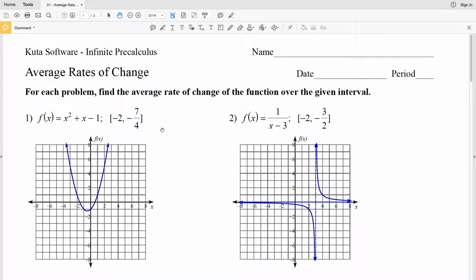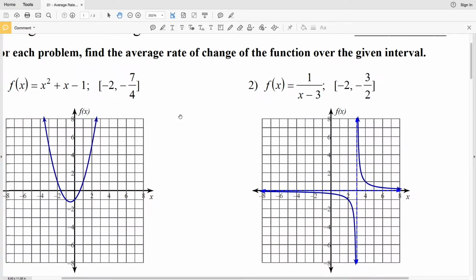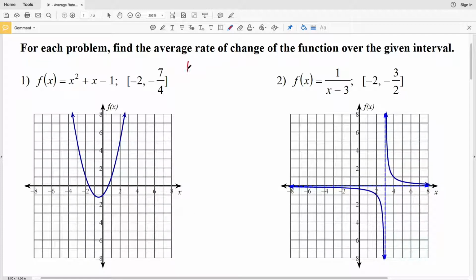That's why we're going to find the average. So for each problem, find the average rate of change of the function over the given interval. There's a formula for the average rate of change. That's A of x, and that's going to be equivalent to the function at x minus the function at a, and then we're going to take x minus a. So the change in y values essentially over the change in x values. So f of x and f of a are the respective function values for points a and x.